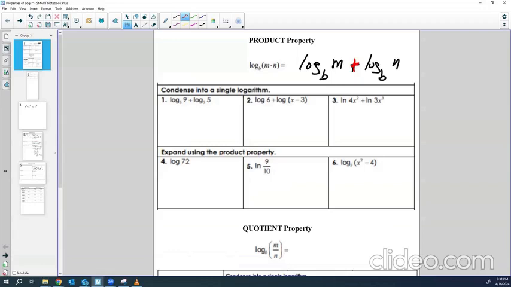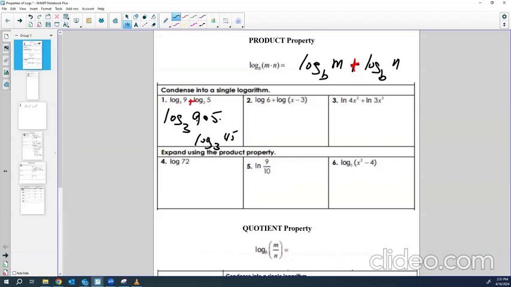So let's look at number 1. There's an addition between the two logs. So I know if I want to combine them, condense them, I'm going to multiply the arguments. So that's going to give me log base 3 of 9 times 5, because before they were expanded, we were multiplying 9 times 5. And 9 times 5 is 45. That gives you log base 3 of 45. Good.